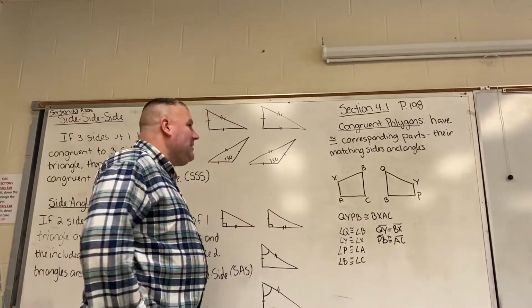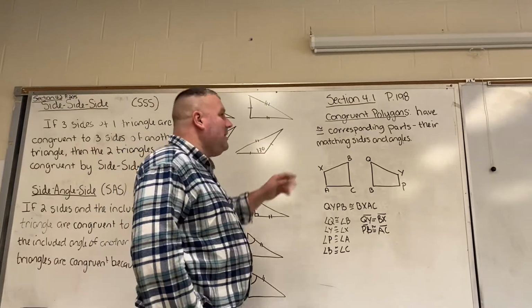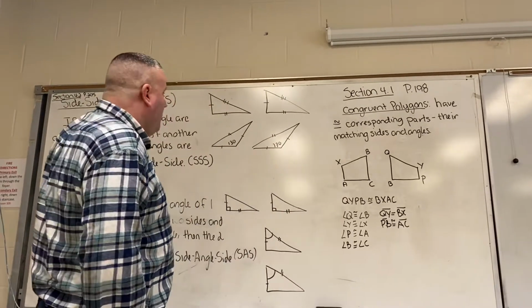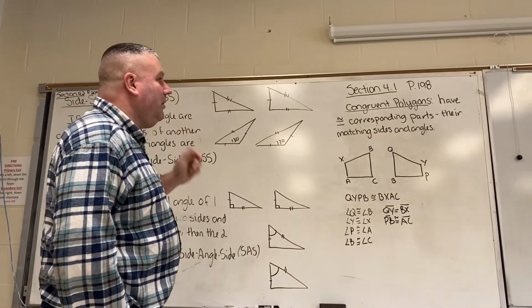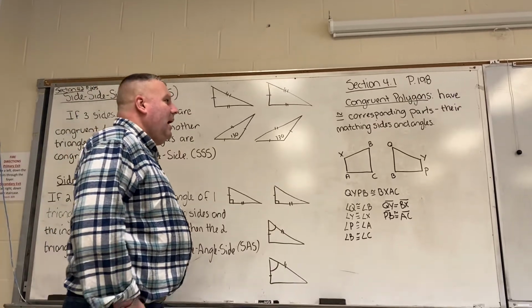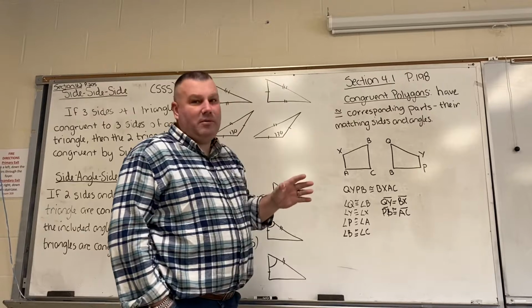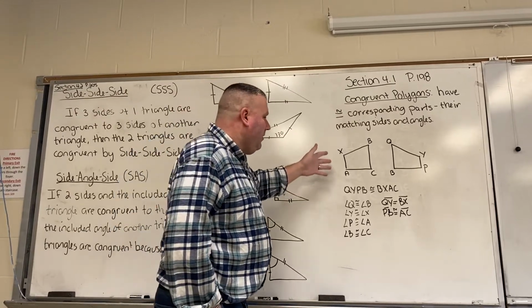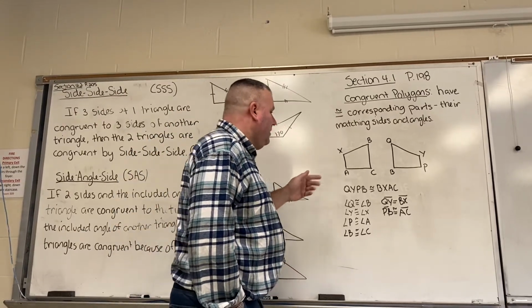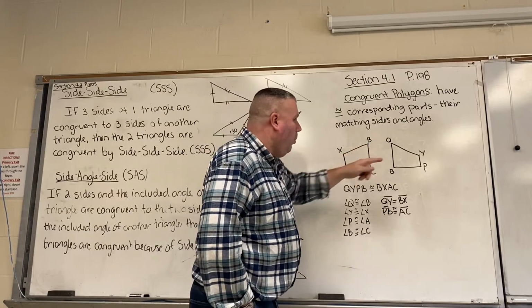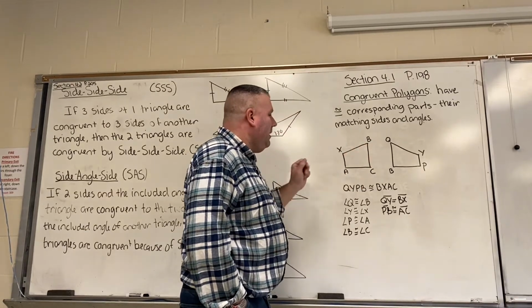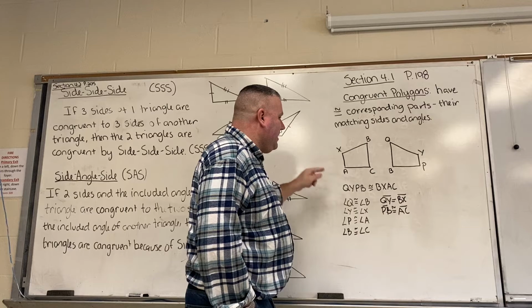Okay, with that being said, I want to quickly review section 4.1, and then we'll go over to 4.2. Section 4.1, congruent polygons have congruent corresponding parts, they're matching sides and angles. So let's take a look here. Here are 2 congruent polygons. To the right, I have Q, Y, P, B. To the left, I have B, X, A, C.